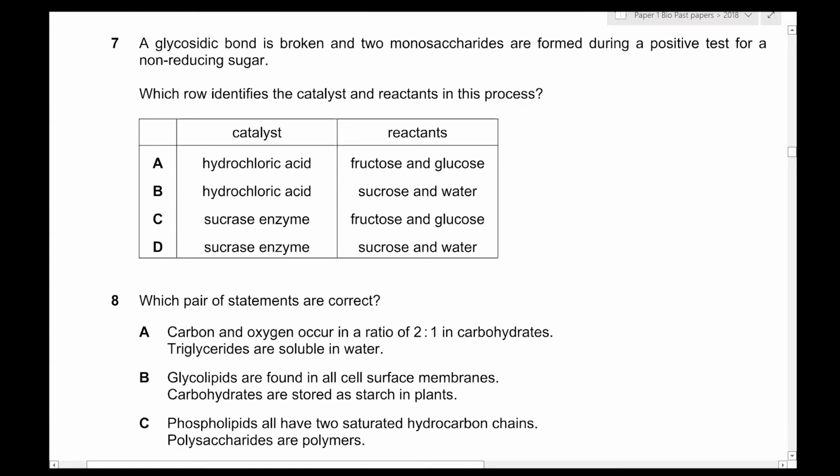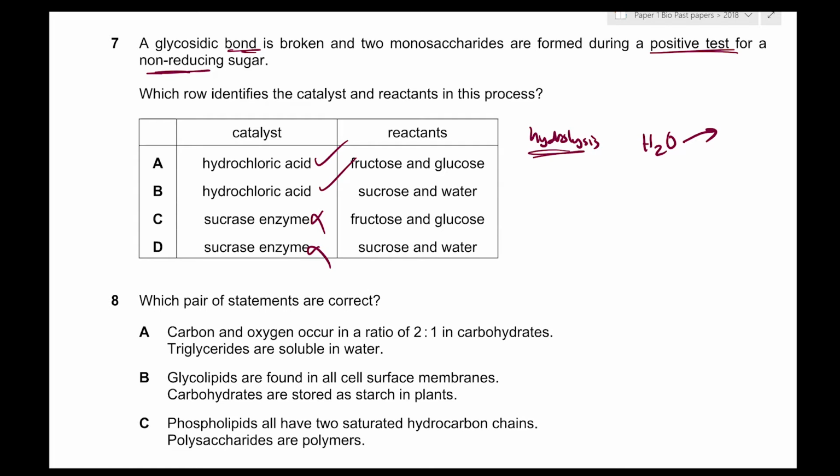Question number 7. A glycosidic bond is broken and 2 monosaccharides are formed during a positive test for a non-reducing sugar. Now, this is very important. Which row identifies the catalysts and reactants in this process? Now, let's first divide the question and start with breaking the glycosidic bonds. Now, breaking the glycosidic bonds is a hydrolysis reaction. In a hydrolysis reaction, you actually add water at high temperatures. Therefore, the catalyst for this hydrolysis reaction must be hydrochloric acid, and this breaks the glycosidic bonds, not sucrase enzyme.